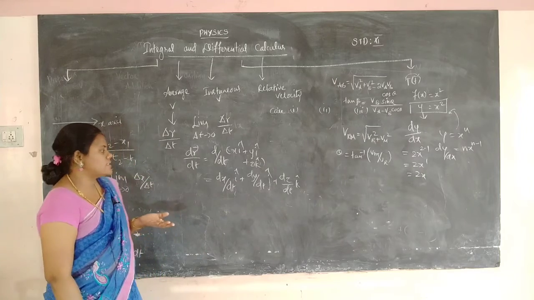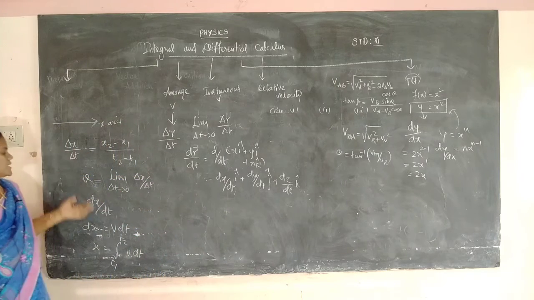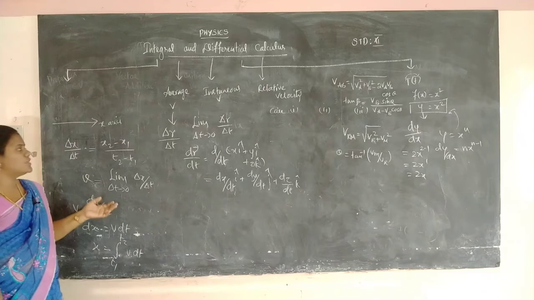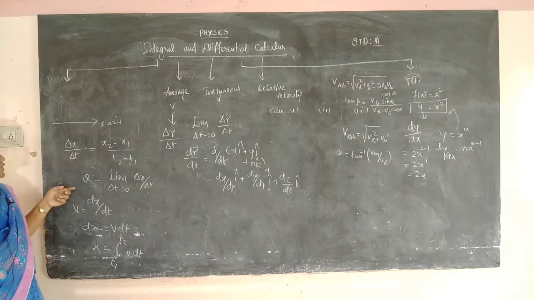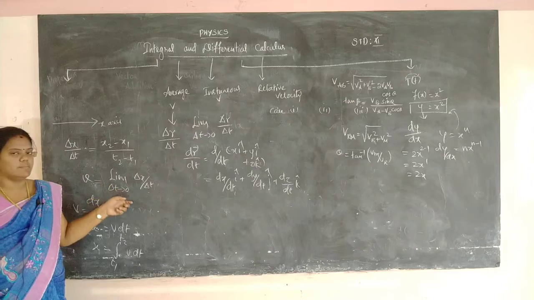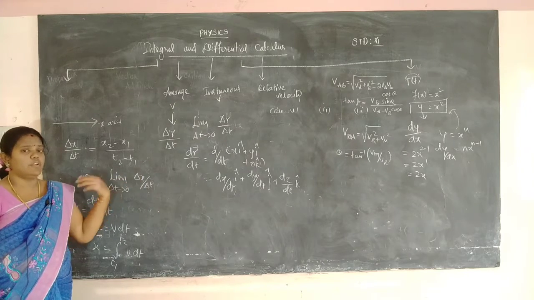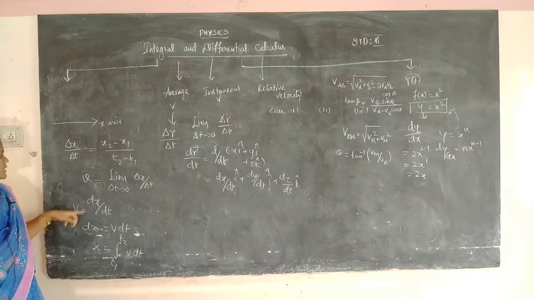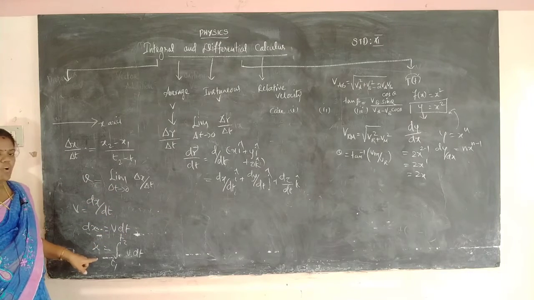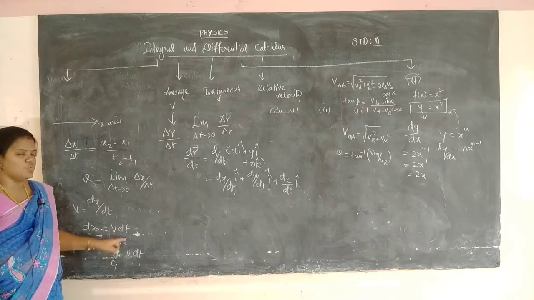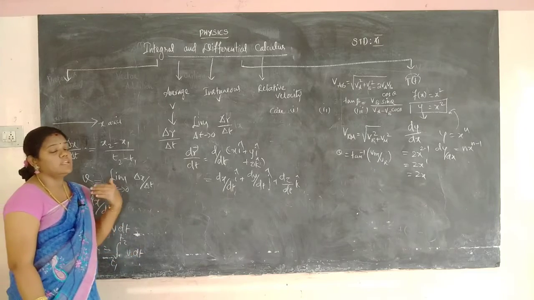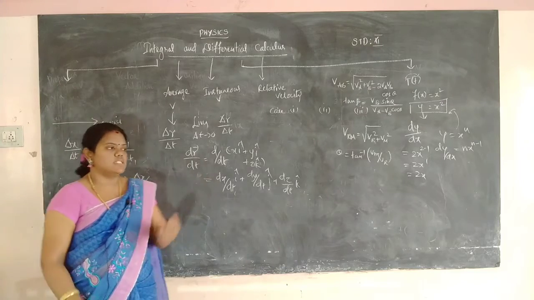So motion along one direction will be mentioned with x. For the x basis, I have to mention del x by del t first, and then you have to take it in the limit form. So just mention dx by dt, and then we want x is equal to the integration of v into dt, from t1 to t2.